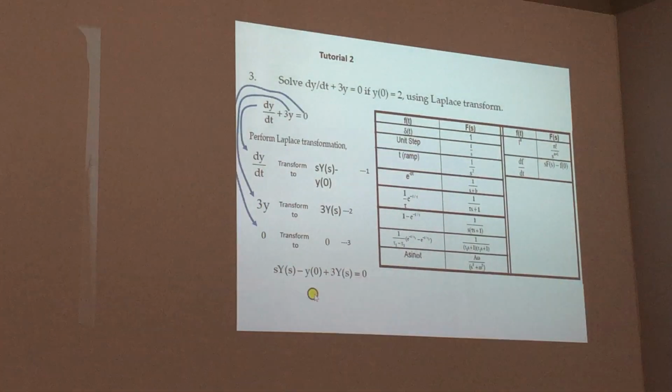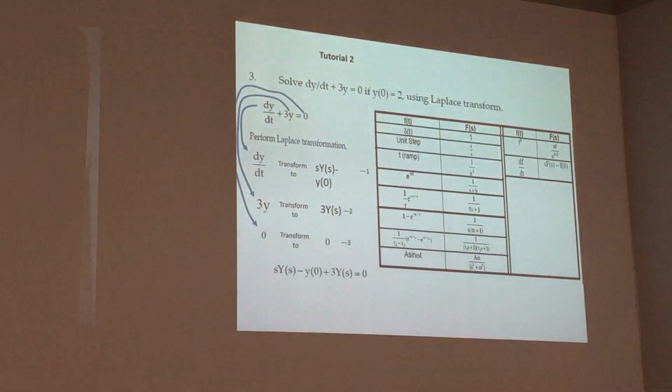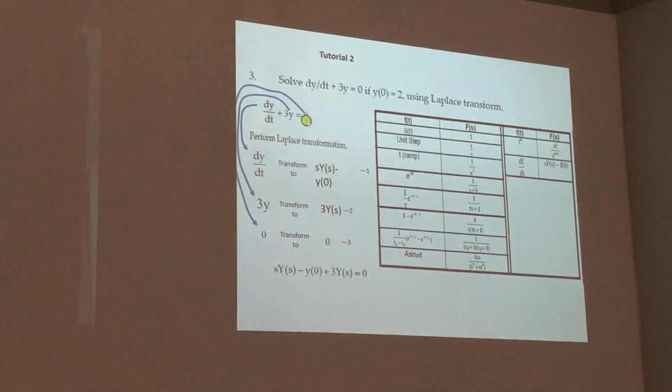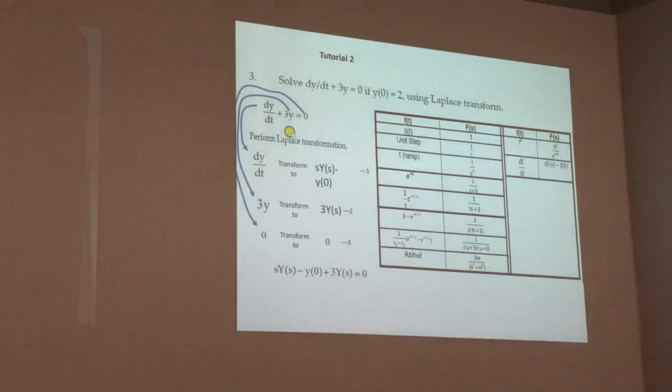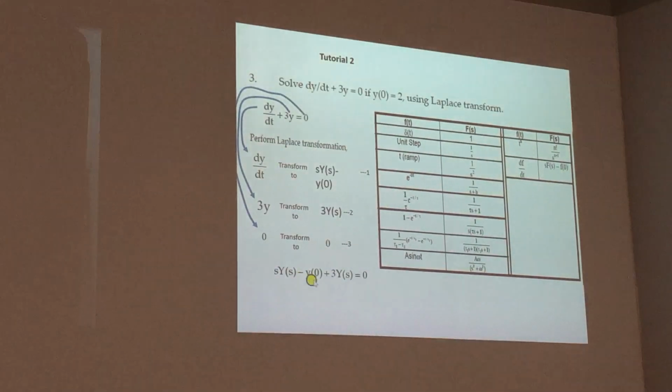Transform of this gives you the first part. Transform of this gives you this one. Transform of 0 gives you 0. Okay? And after that, what should you do? The purpose of changing this into this is you want to take away the dy dx, because you don't want to solve dy dx by integration. So you want to solve something just in Y and s.